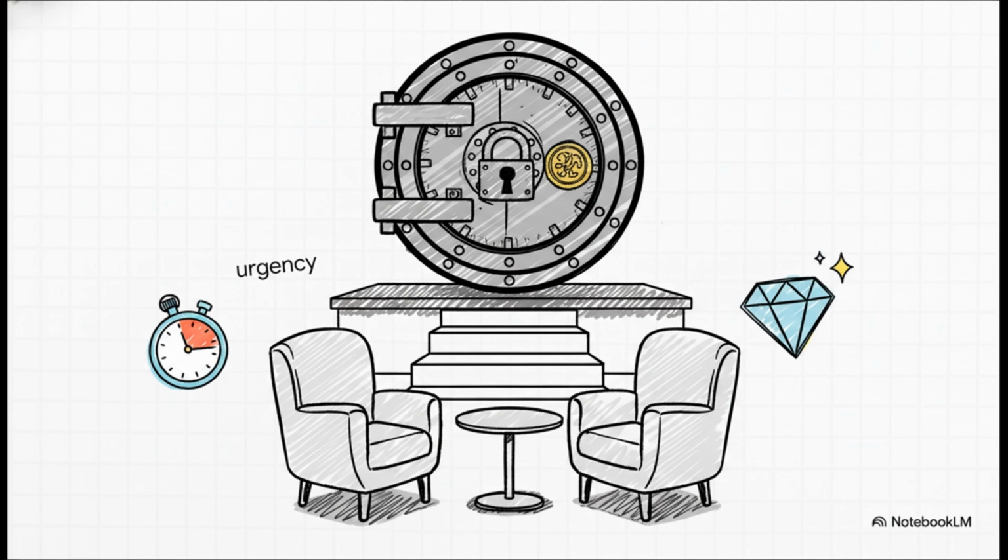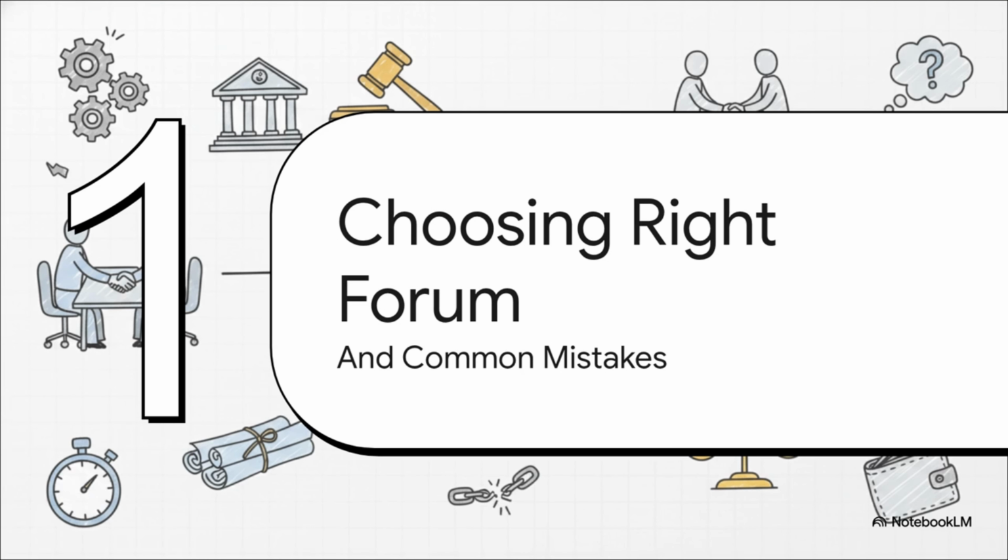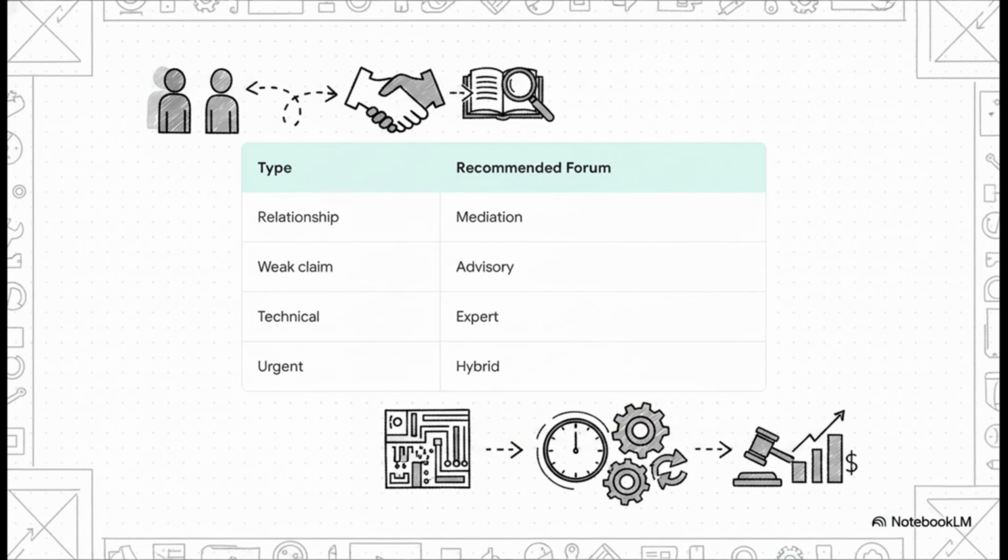Section 7, Choosing the Right Forum and Common Mistakes. Now let's bring the whole team back together with Dr. Rao. They're reviewing their completed triage board and finalizing their game plan. They've systematically taken all that initial chaos and broken it down into manageable, correctly routed processes. And that gives us this definitive matching guide.